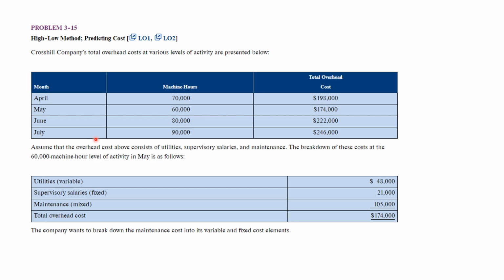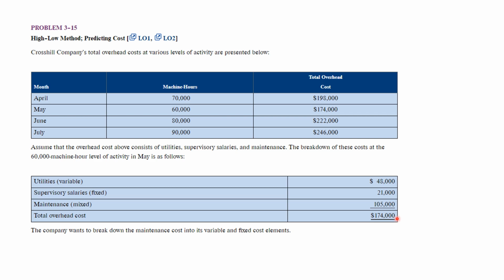Assume that the overhead cost above consists of utilities, supervisory salaries, and maintenance. The breakdown of these costs at the 60,000 machine hour level of activity in May, so this one right here, is as follows. In May, our utilities, which are variable, were 48,000. Our supervisory salaries, which are fixed, were 21,000. Our maintenance cost, which is mixed, was 105,000, and our total overhead cost, as we can see here, was 174,000.